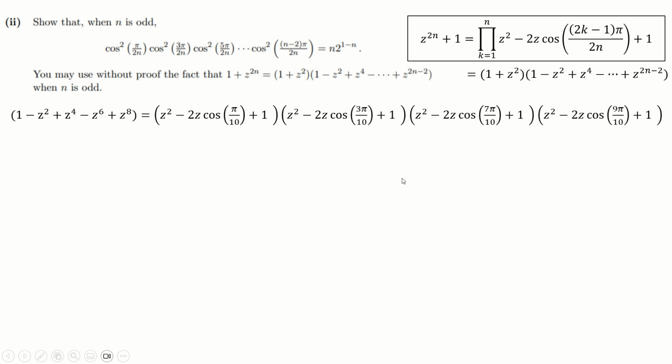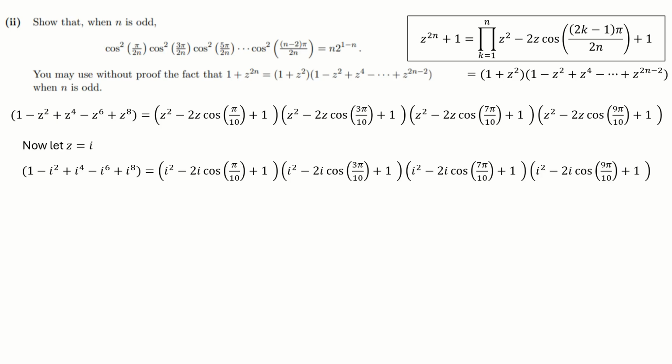Let's just run with this n equals 5 idea a little bit longer. So now we can do the same thing we did in the previous part, right? Where we let z equal I. But I mean, if we did it in the previous part, we should probably do it here as well. And that's good, right? Because the I squareds and the 1s all cancel just like they did before. So that's very helpful.